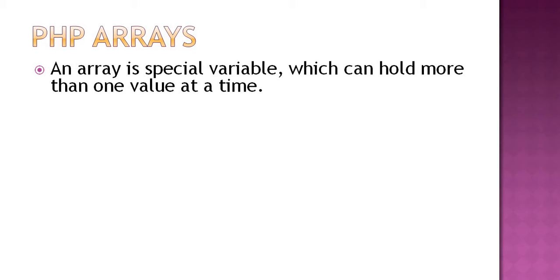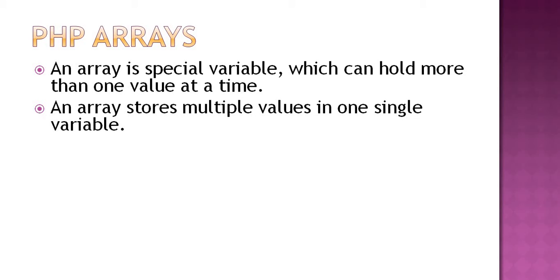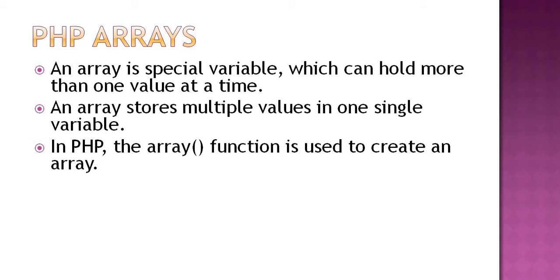So let's take for example that I have to store 100 numbers. For that I will need 100 different variables, but it will be very difficult for me to maintain those variables. In these situations, we can use one variable and that variable is going to be used for all of the 100 values. This variable, which is going to hold multiple values, is nothing but an array variable. So an array stores multiple values in a single variable. In PHP, the array function is used to create an array.